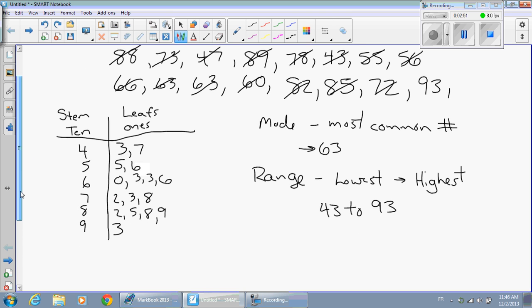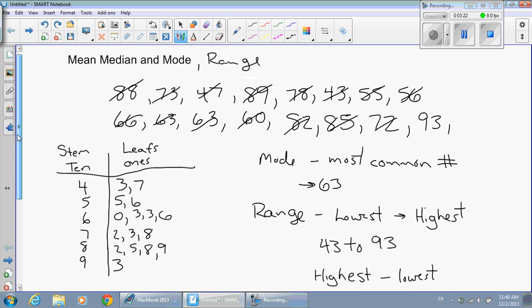The second way of doing range is when we take the highest and we calculate the spread by taking the highest and subtracting the lowest. So the spread of values is 93, take away 43, so we have a spread of 50 in total. So those are the 2 ways you can do the range. In most questions I'll ask you to provide both. So you go the lowest to the highest, and then you can take the highest number, subtract the lowest, so you get the spread. The next one we'll calculate is the median.